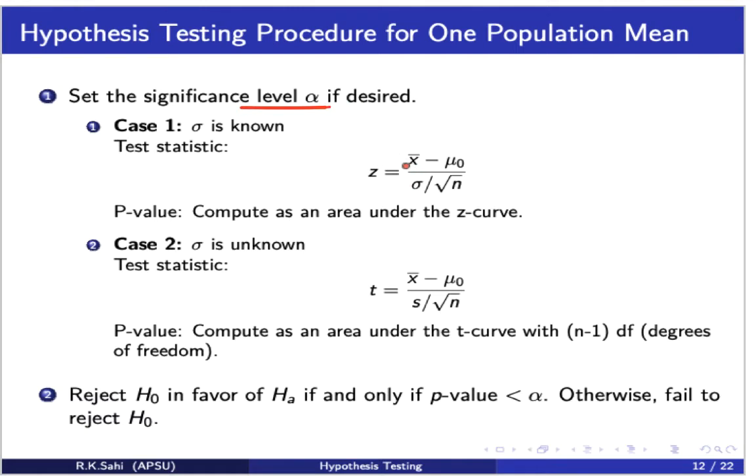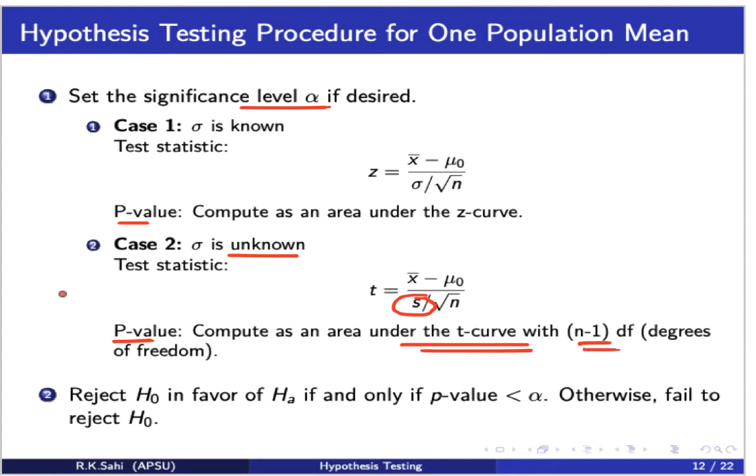Now 2 cases come up. Either we know sigma, that is we know the population standard deviation. Then the test statistic is z equals x bar minus mu sub 0 over sigma over square root of n, and we compute the p-value. But if sigma is unknown, that means we're going to use little s as the sample standard deviation, and we compute the area under the t-curve with n minus 1 degrees of freedom to find the p-value.